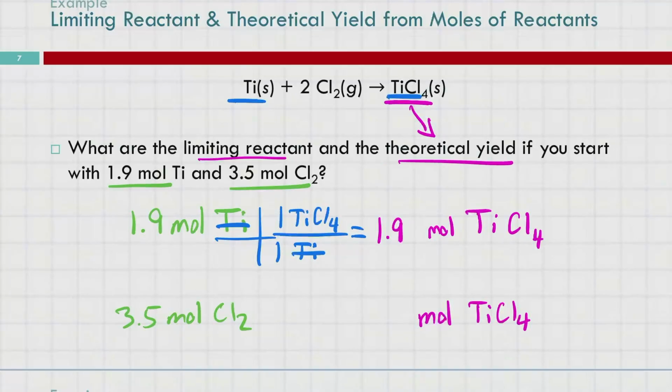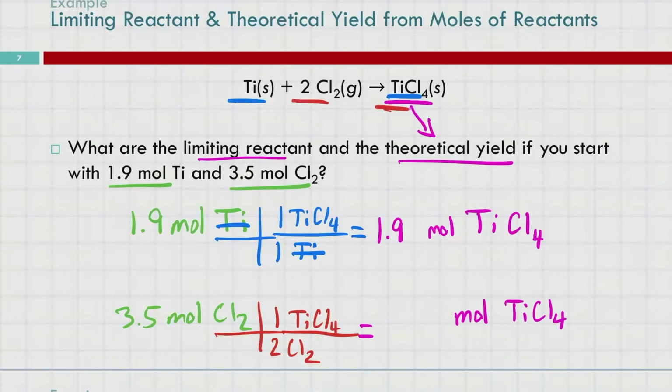Our other ratio is 2:1. We have to put in 2 Cl2 to get out 1 TiCl4. So we've got a 1:2 ratio. We cut that number in half. And the amount of titanium 4 chloride that we can get out of this reaction is 1.75 moles. That's a smaller amount of moles of our product. So even though we have more of the chlorine, it can only produce 1.75 moles of our product, TiCl4.